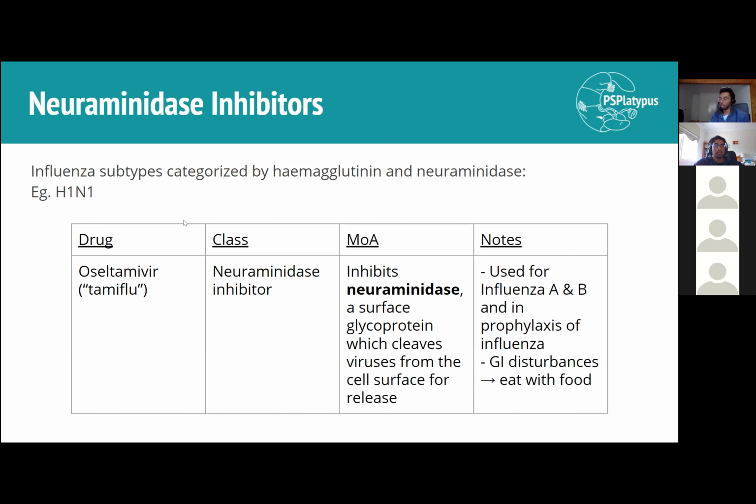The example here is oseltamivir or Tamiflu. It inhibits neuraminidase, which is a glycoprotein which cleaves viruses from the cell surface for release. It's used in influenza A and B, and in prophylaxis as well, and has GI disturbances, so you should take it with food.